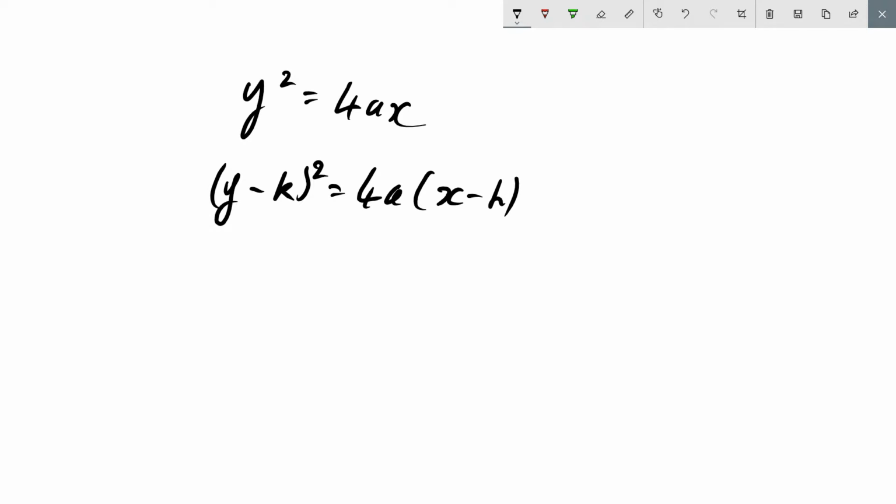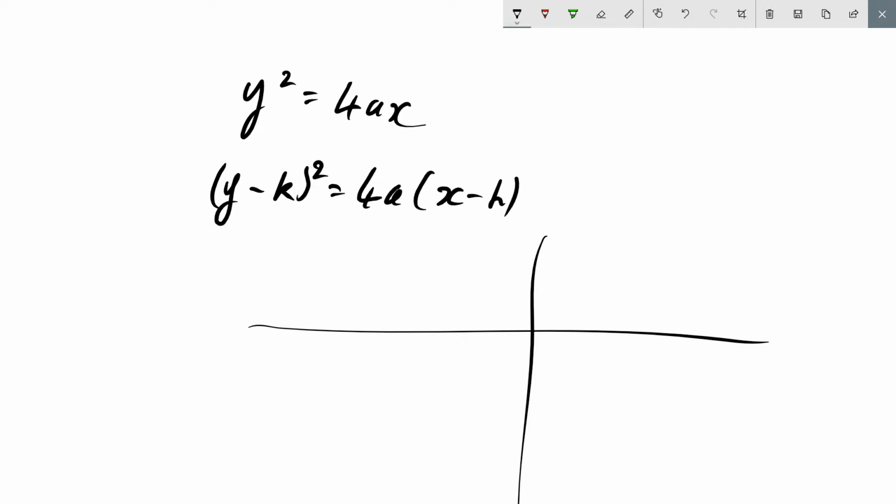So if we go and draw our graph here, our focus was a comma 0, but now we're going to have to move it k values up, and we're going to have to move it h values across. So this is now a plus h, and that's our focus. The 2a up and down still applies, so we can still move up to a, and we can put a dotted line to, this is 2a, and we can go down to a.